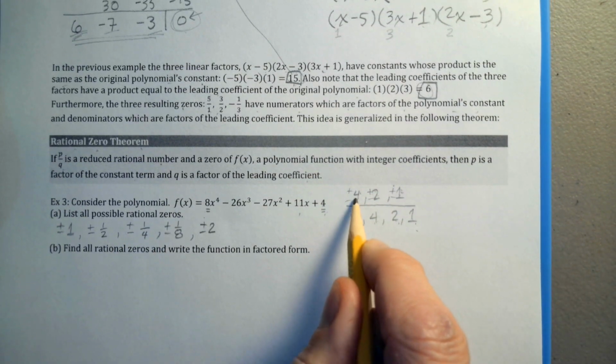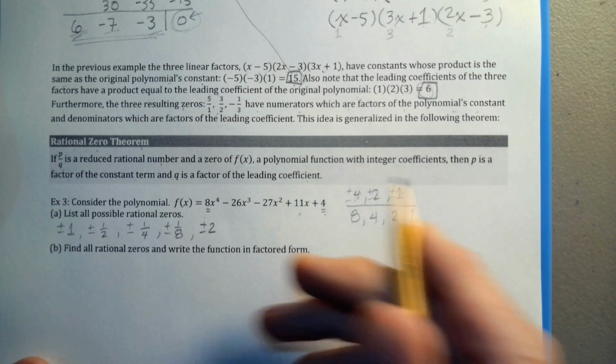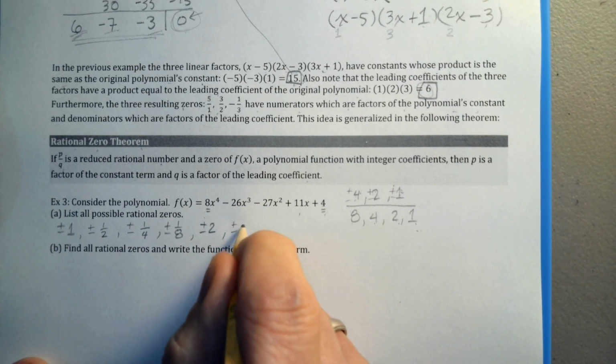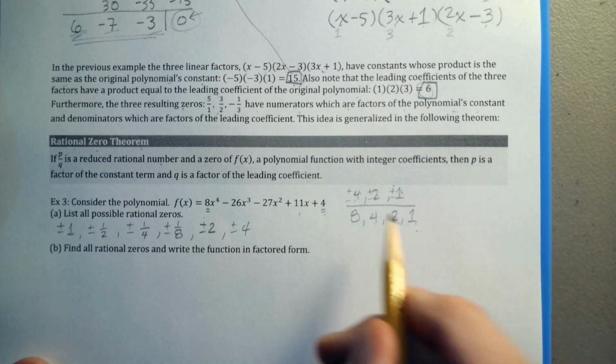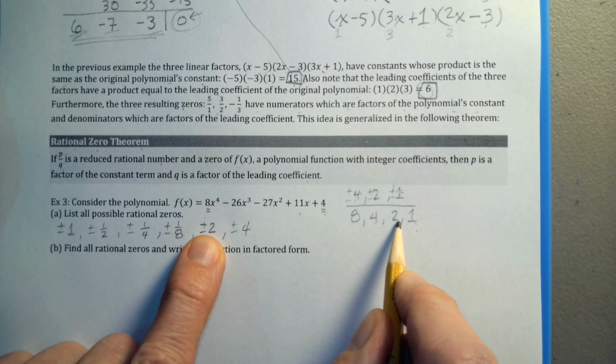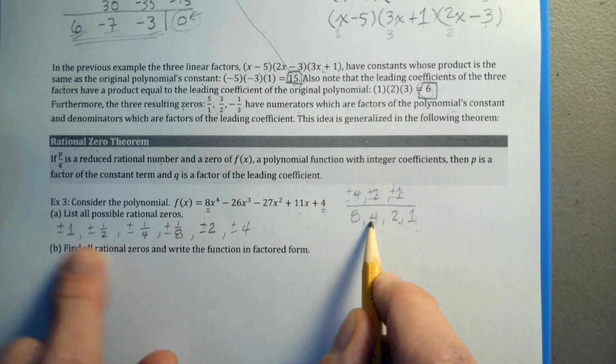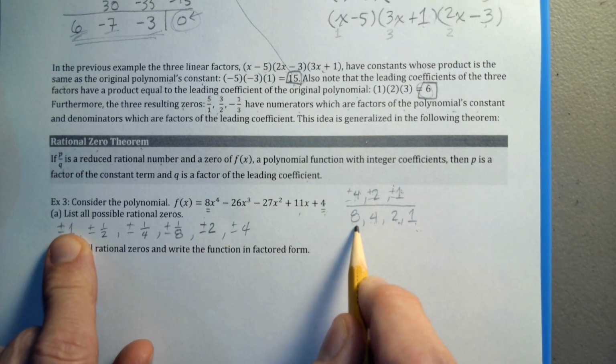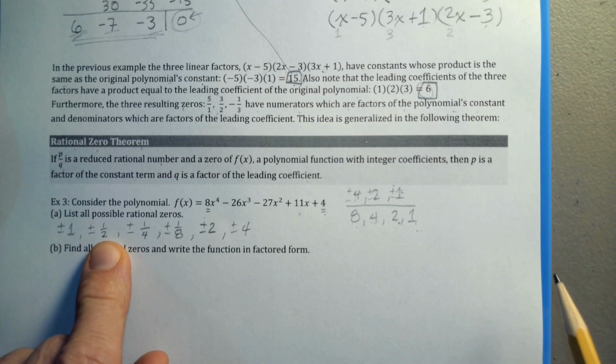All right, and now let's go to the last number on top, 4. So 4 over 1, so plus or minus 4 is a possible zero. 4 over 2, well, that's already plus or minus 2. We already did that. 4 over 4, which is 1, we already have that one. And 4 over 8 is 1/2. We already have that one.